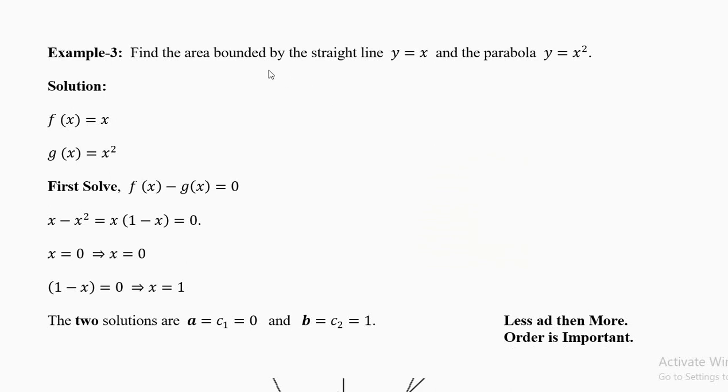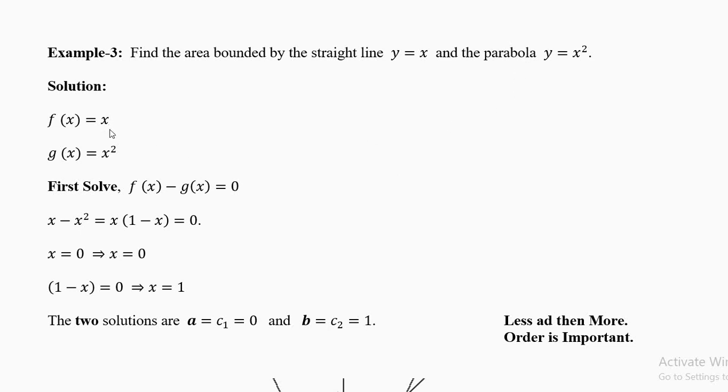Now find the area bounded by the straight line y equal to x and the parabola y equal to x square. In many questions we'll be using names of the curves. Many functions have names in the literature, and y equal to x is your straight line, and it's a simple straight line going through the origin, and y equal to x square is also a simple parabola passing through the origin. So we'll use these names where available.